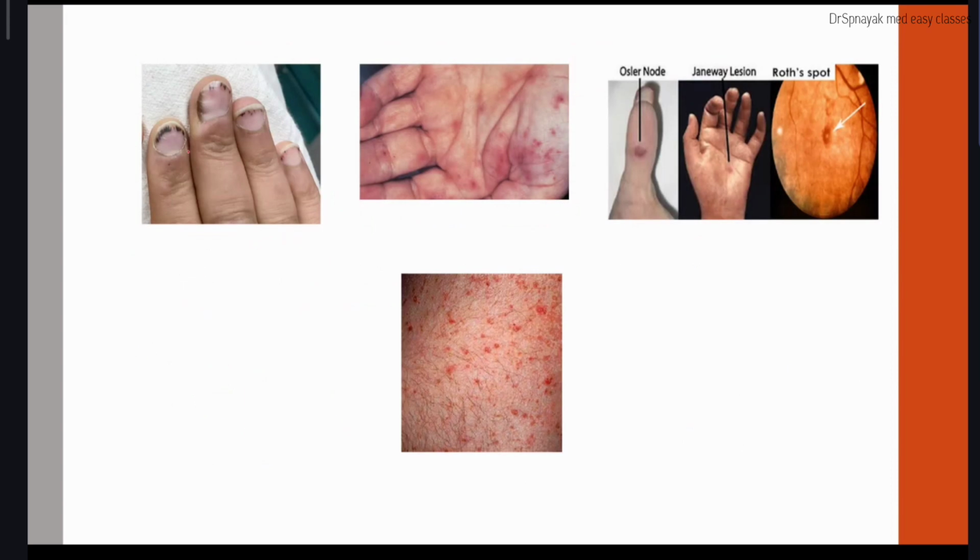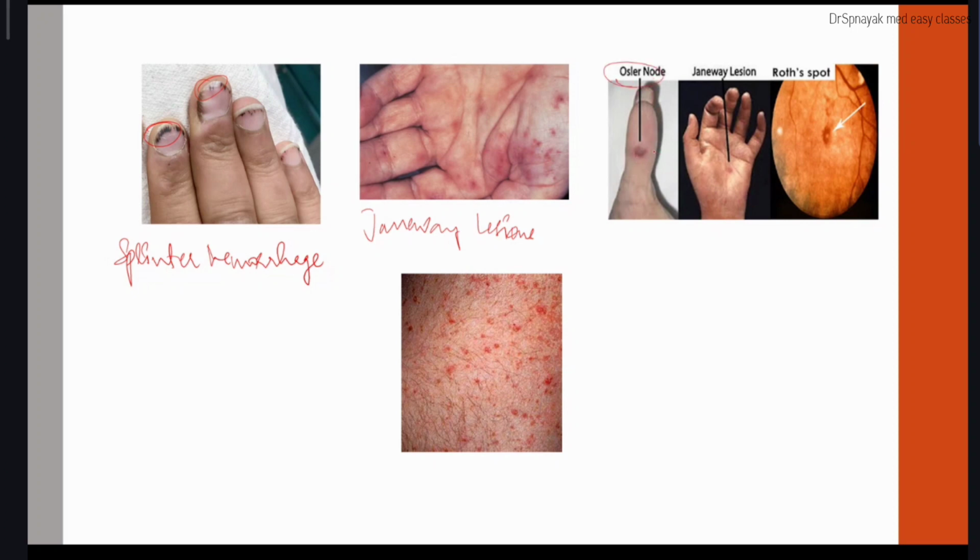Other peripheral clinical presentations seen in this patient are: this is a splinter hemorrhage. These are linear hemorrhages that form under the nail beds, as we can see here. These are also hemorrhagic lesions called Janeway lesions, which are painless hemorrhagic erythematous lesions that form on the palms and the soles of the feet. Then this is Osler node.